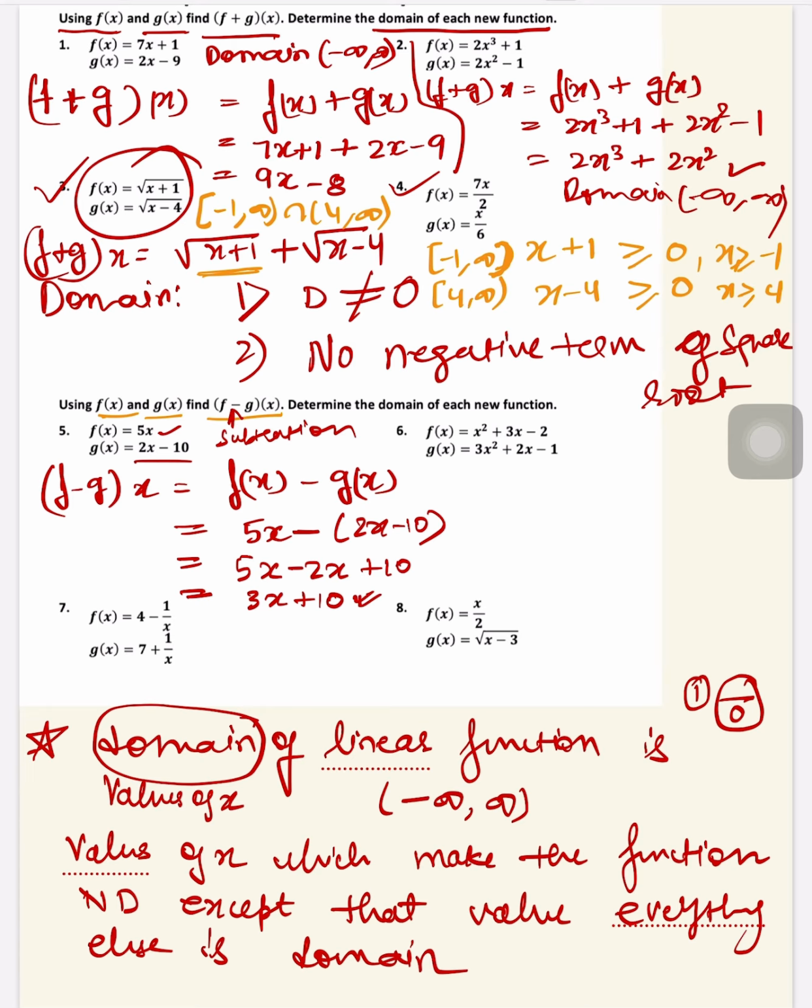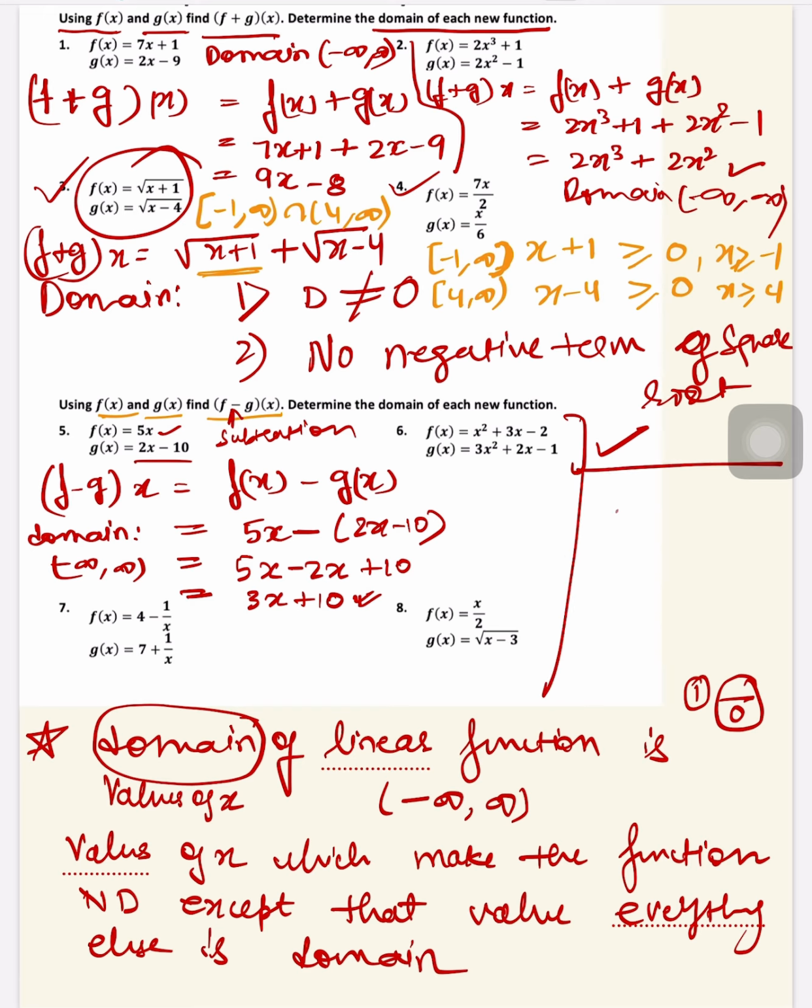And then you can find the domain. I just told you previously, when we solved questions 1, 2, 3, 4, the domain of a linear function is minus infinity to infinity. So the domain is minus infinity to infinity. Number 6 you can try by yourself, not so difficult. And let's do the 7th one because there is an x in the denominator.